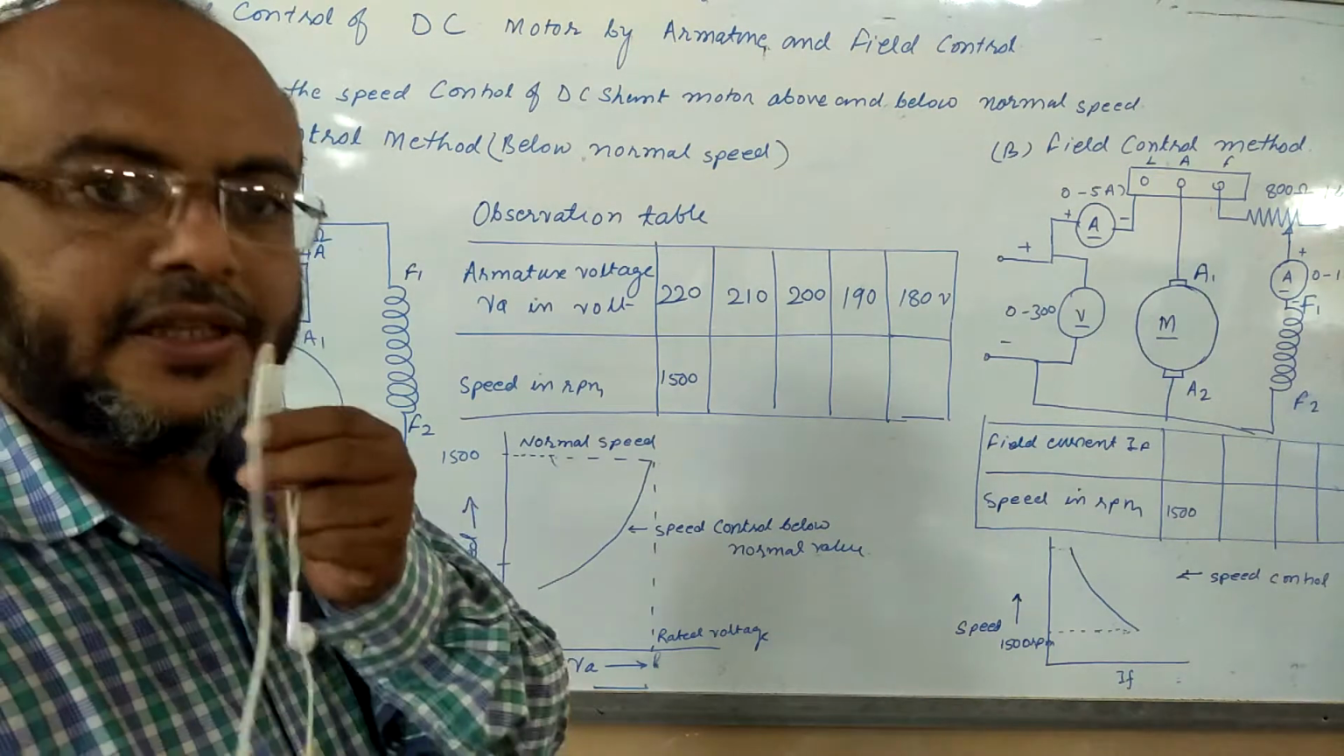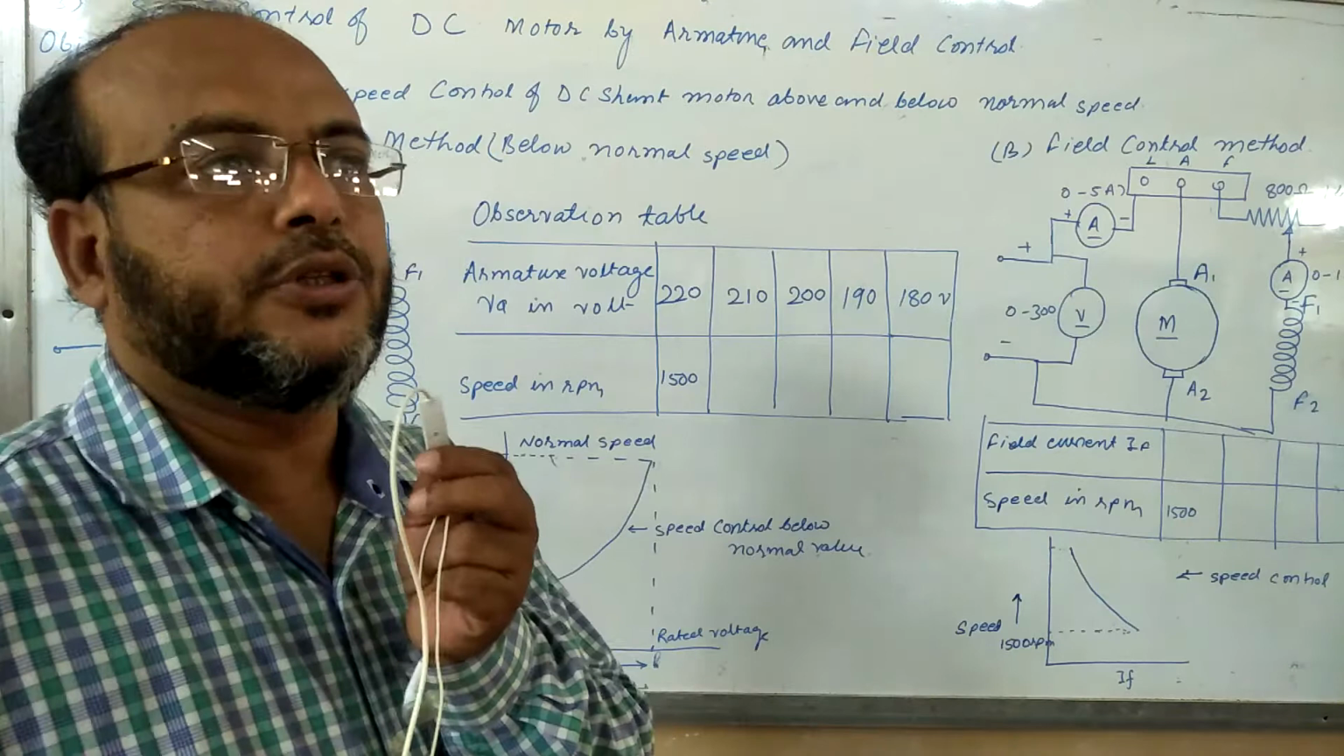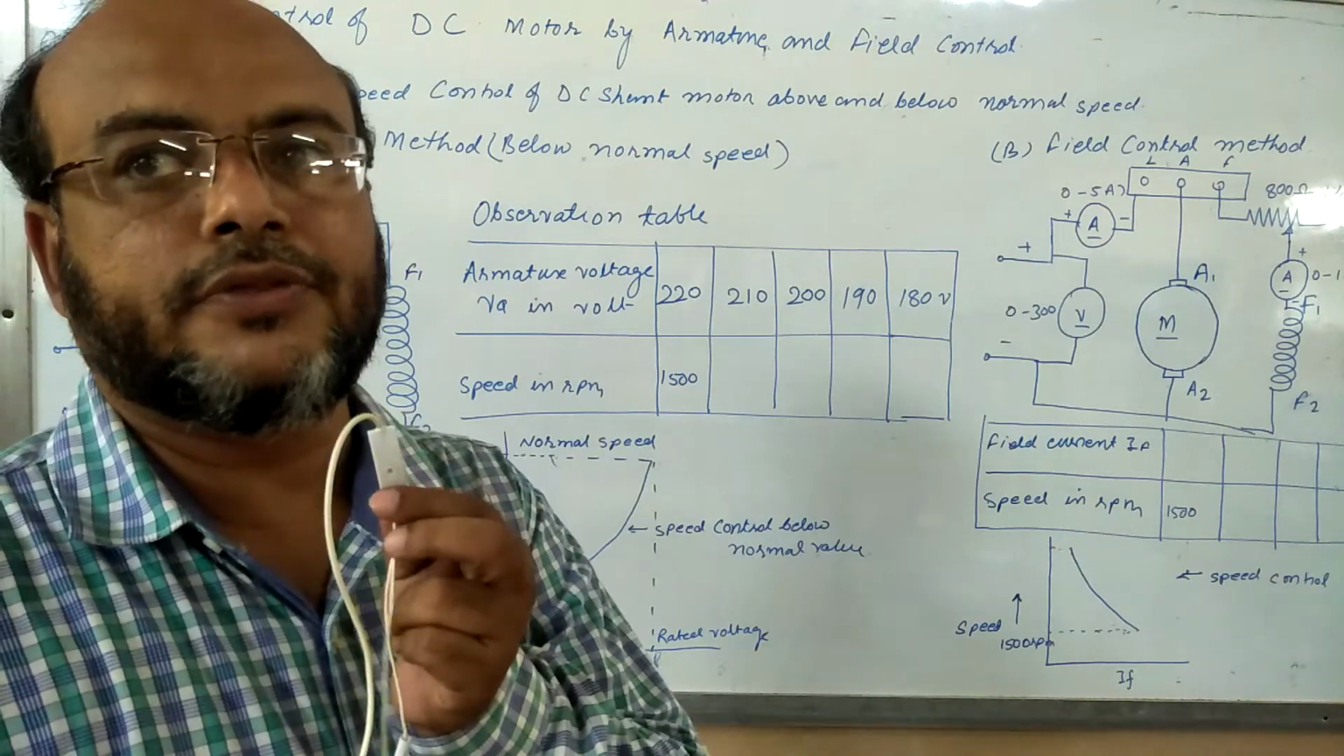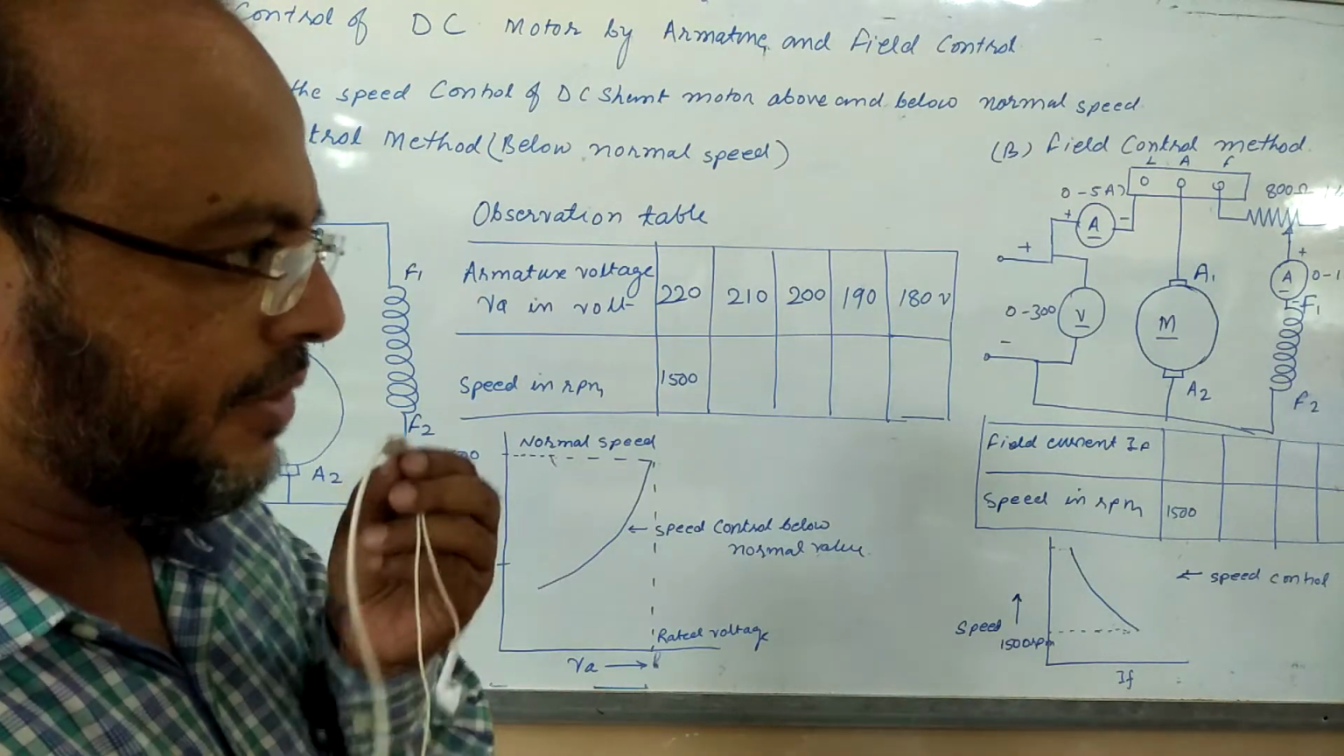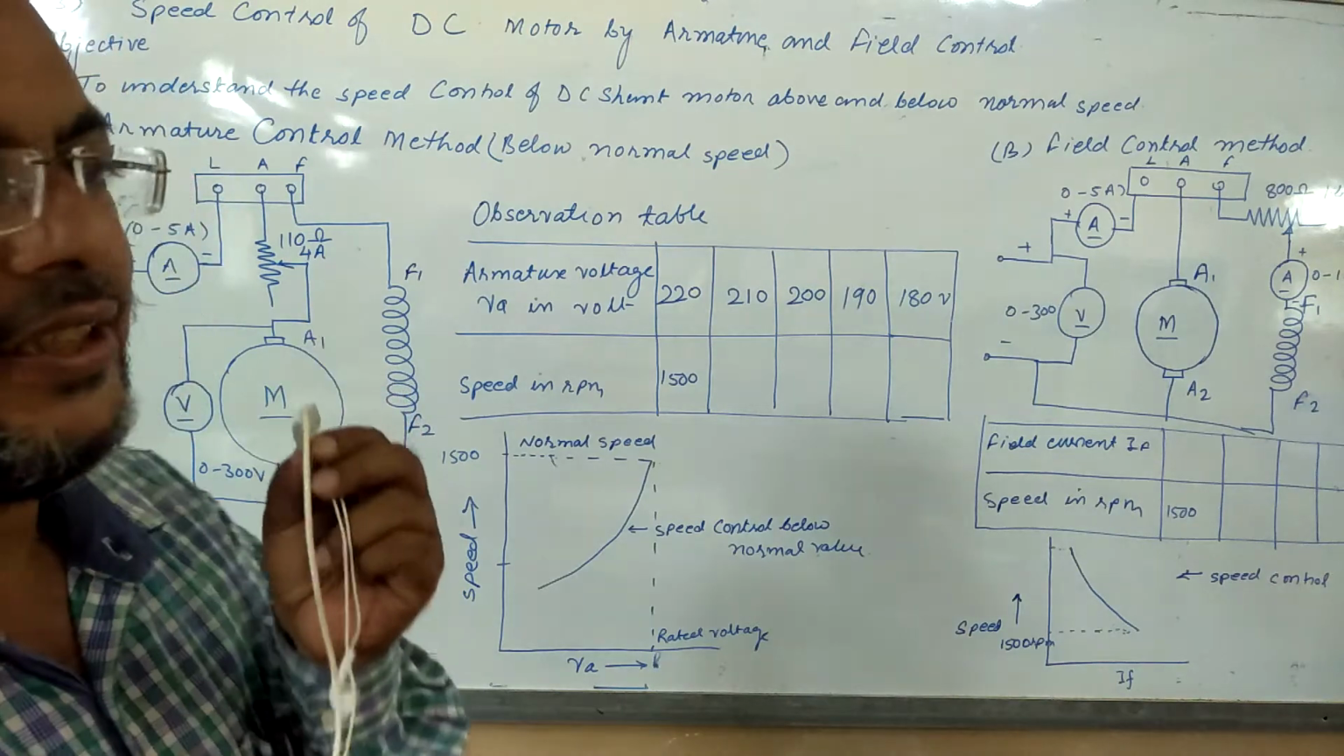Welcome to Electrical Machine Lab. Today we are going to perform speed control of DC shunt motor by armature and field control method.